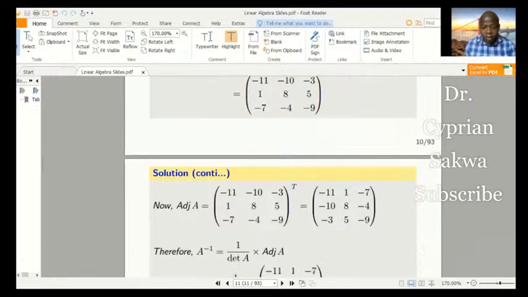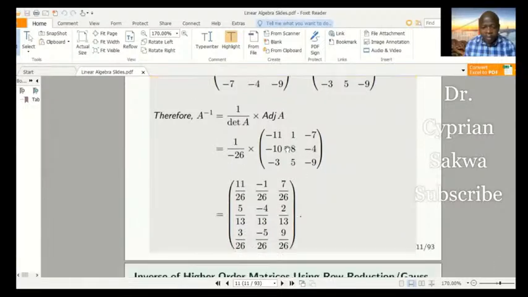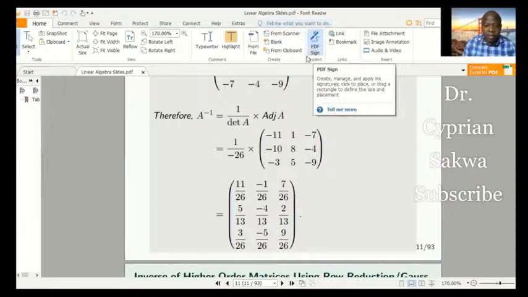So our question was to find the inverse. And the inverse is 1 over determinant times the adjoint. This is our determinant, negative 26, so 1 over negative 26 times the adjoint. If you want, you can leave your answer at this point, or you can take these values inside. When you multiply inside, this becomes positive 11 over 26, this is negative 1 over 26, this is positive 7 over 26, and so on. So this is the inverse of this matrix, and this is how we find the inverse of matrices by use of adjoint.